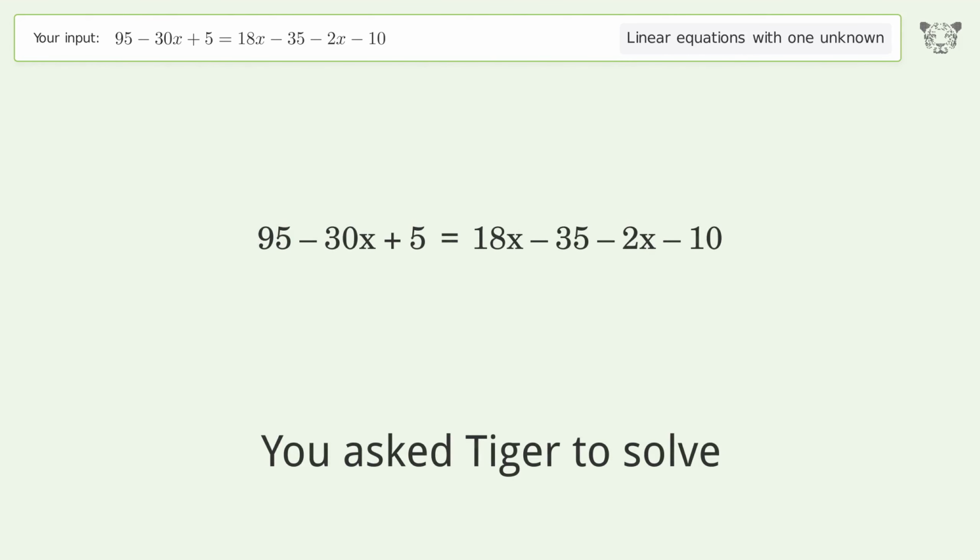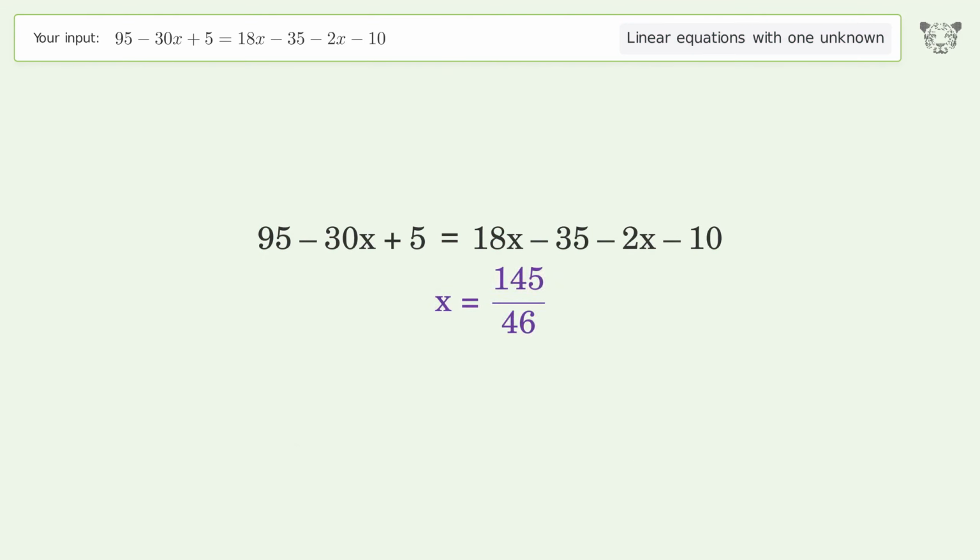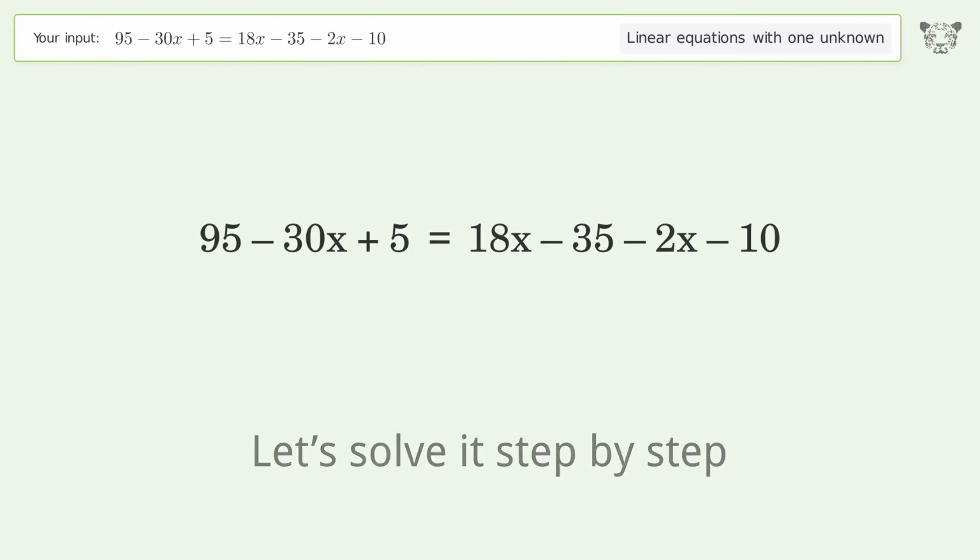You ask Tiger to solve. This deals with linear equations with one unknown. The final result is x equals 145/46. Let's solve it step by step.